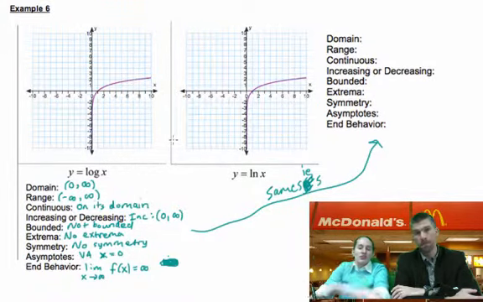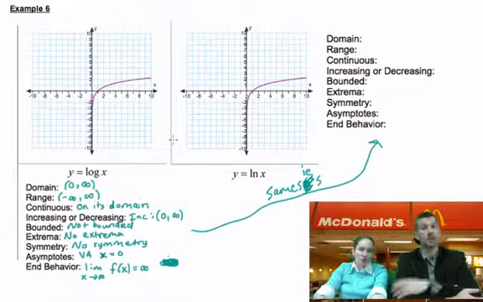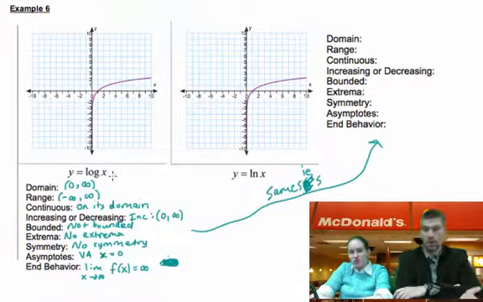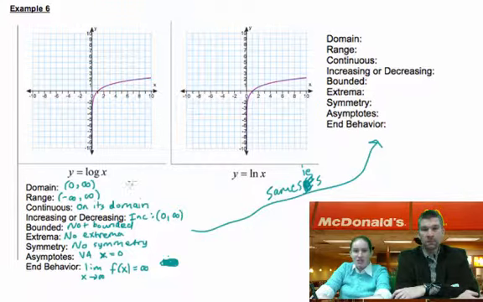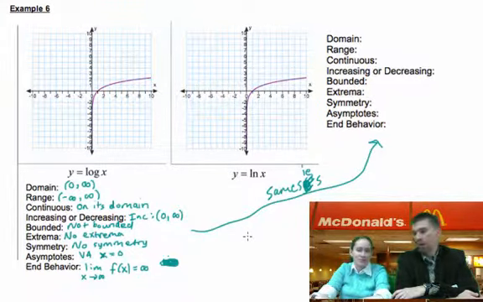So then we could look at this and say, whoa, what if we do a vertical shift, or a vertical stretch, or what if we reflect this? Those are going to be similar transformation rules to what we've already done.